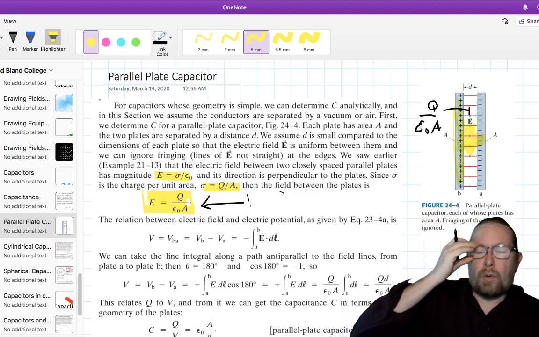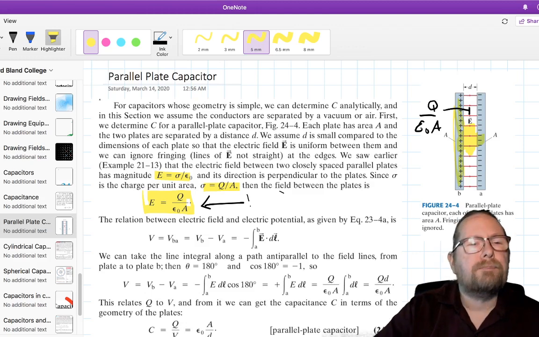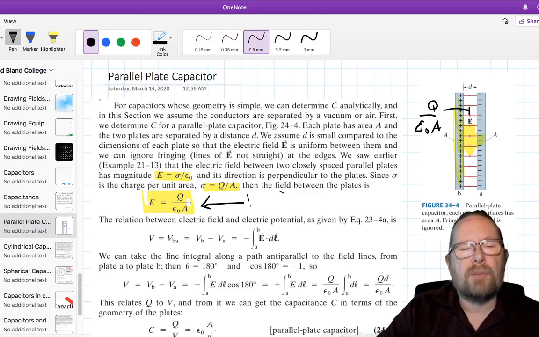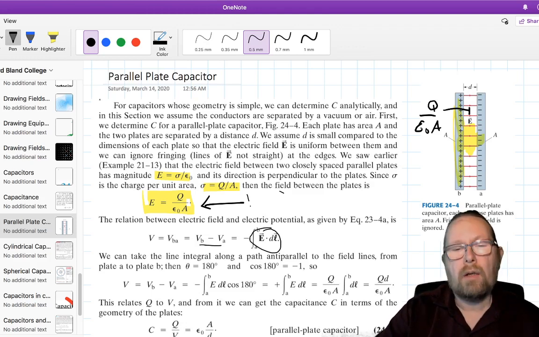If we want to know the electric potential in this gap between the plates of a capacitor, the relationship between potential and field is that the potential difference between two points in space is equal to the integral of the electric field from point to point, the integral of E dot dl.